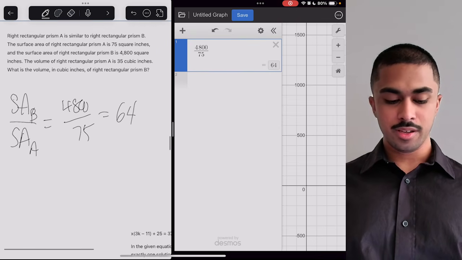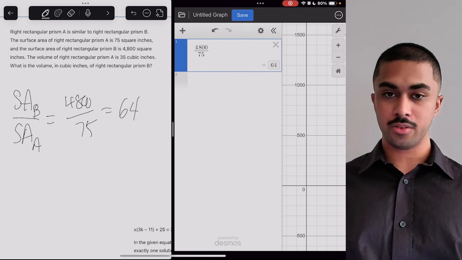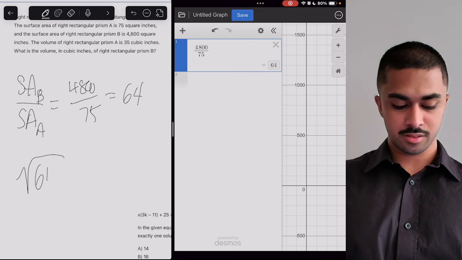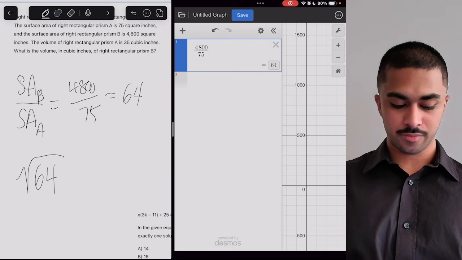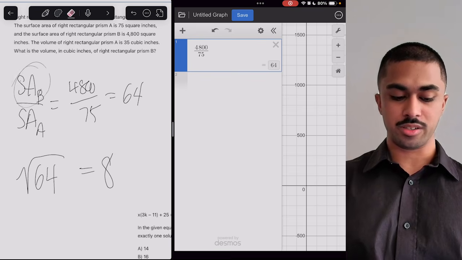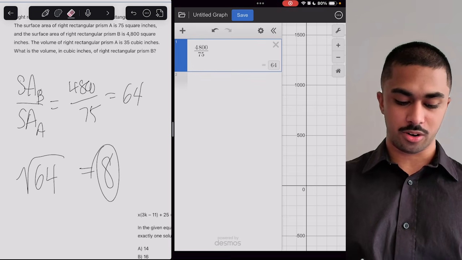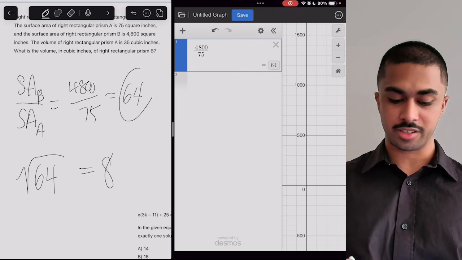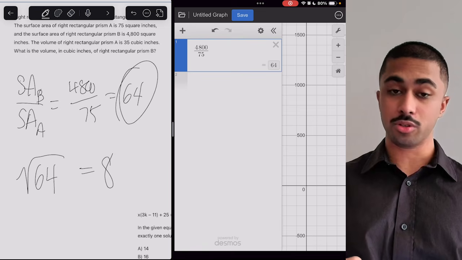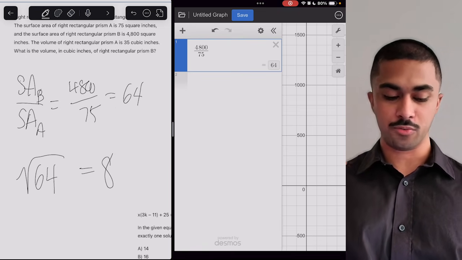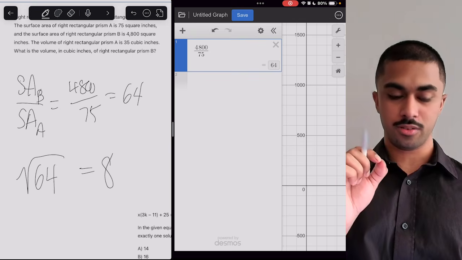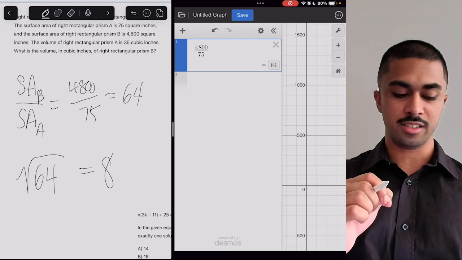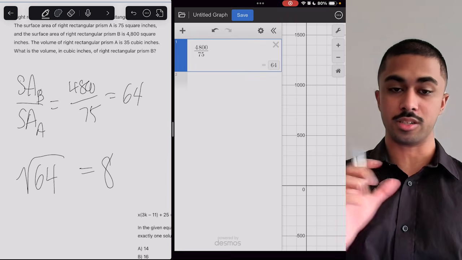64. Now, if the surface area of prism B is 64 times as large as the surface area of prism A, then that means that if we take the square root of this 64, the side lengths of prism B are going to be 8 times as large as the side lengths of prism A. We just have to take the surface area scale factor, or the surface area multiple, and square root that to find the scale factor. The definition of scale factor is how many times larger the sides of the larger shape are compared to the smaller shape.